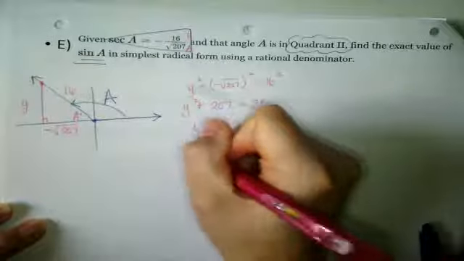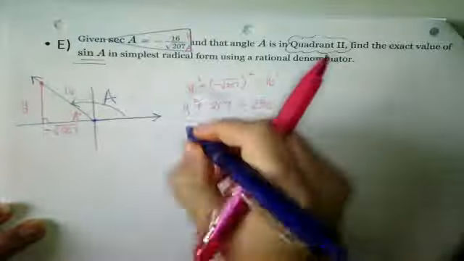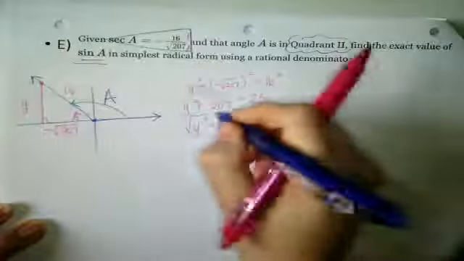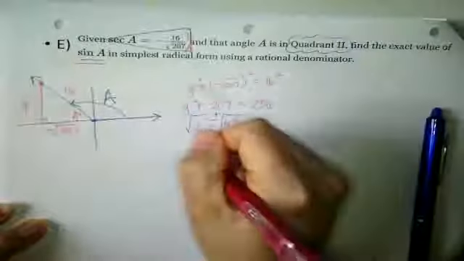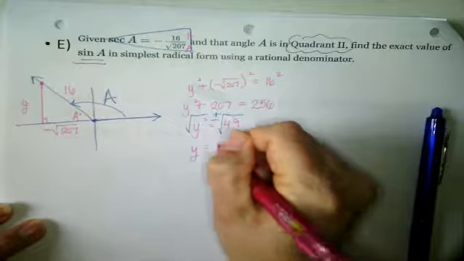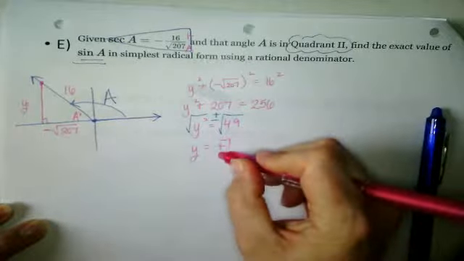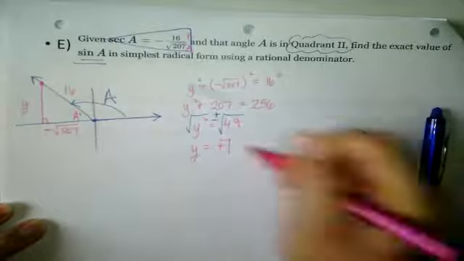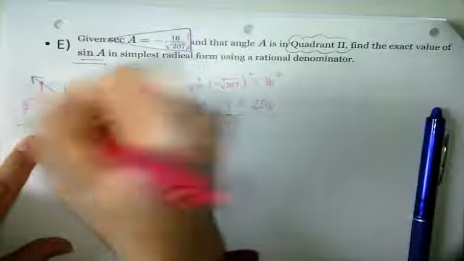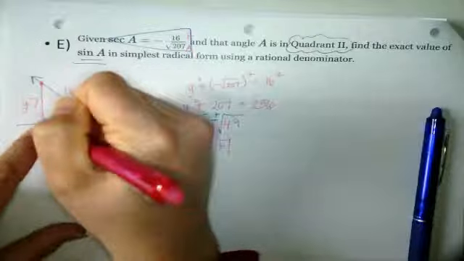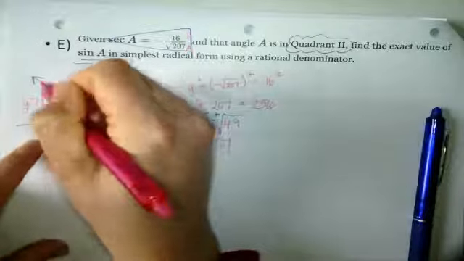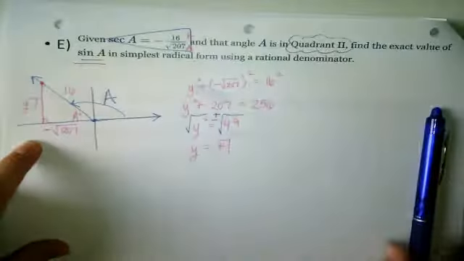And then the square root of both sides would be plus or minus 7. So we're going to take the positive 7. I don't know what number that is, but I meant it to be a 7. All right, so this is 7, and it's positive because we're in quadrant 2. X is negative, Y values are positive.